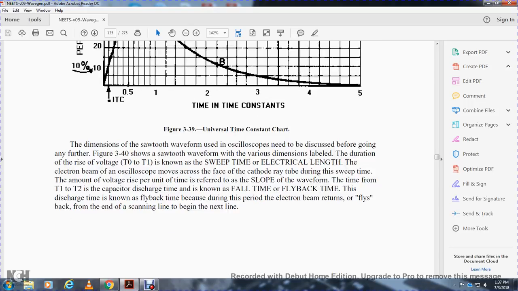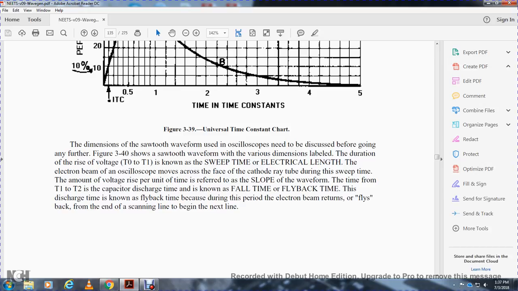The dimensions of the sawtooth waveform, and the use of the oscilloscope, need to be discussed before going any further. Figure 340 shows the sawtooth waveform, with the various dimensions labeled: the duration of the rise and the fall of the voltage, from T0 to T1, the time interval T0 to 1. You know the sweep time is the electrical length of the electron beam of the oscilloscope moving across the face of the cathode ray tube during the sweep time. The amount of voltage rise per unit of time is referred to as the slope of the waveform.